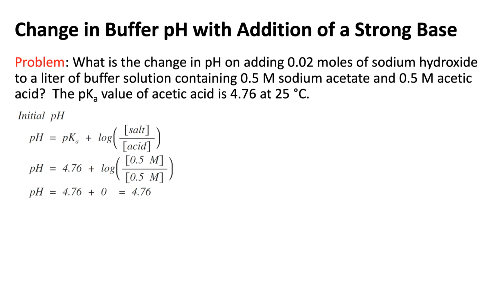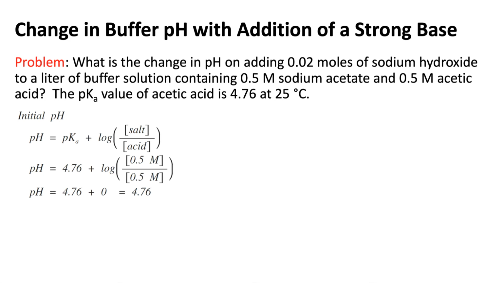So remember, the sodium acetate is our salt, so the 0.5 molar for that goes on top. But we have 0.5 molar of the acetic acid, which is the acid that we put on the bottom. So essentially, we are taking the log of 1. 0.5 divided by 0.5 is 1. The log base 10 of 1 is 0. Therefore, the pH is equal to 4.76 plus 0. Therefore, our starting pH of this solution before we add any sodium hydroxide is 4.76.